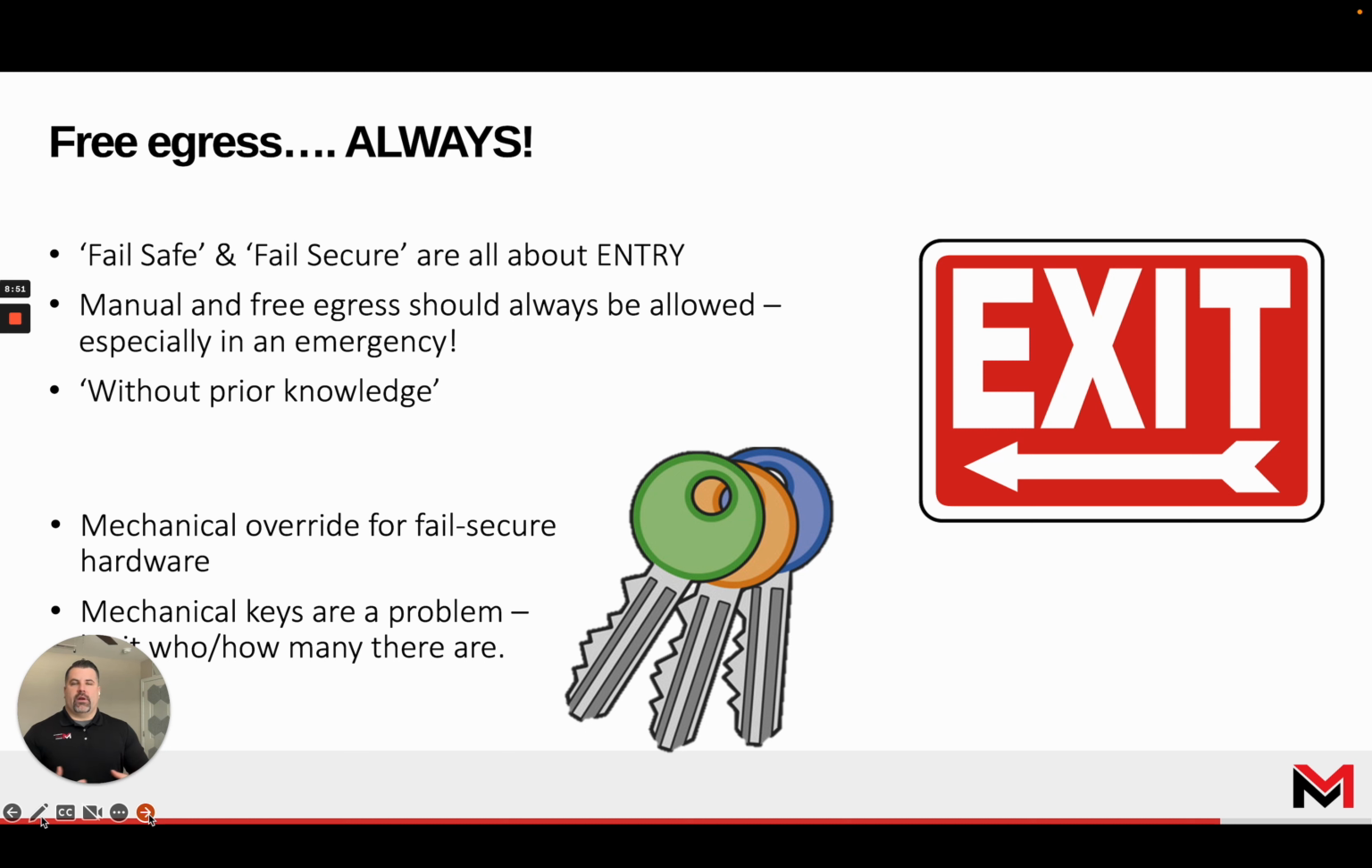So when there's some sort of an emergency, people need to be able to exit the facility, egress or exit out. There are often, again, these mechanical overrides for fail secure hardware that I just mentioned. But just keep in mind, one of the key reasons for access control is to remove mechanical keys, as those have no traceability or audit history or things like that.